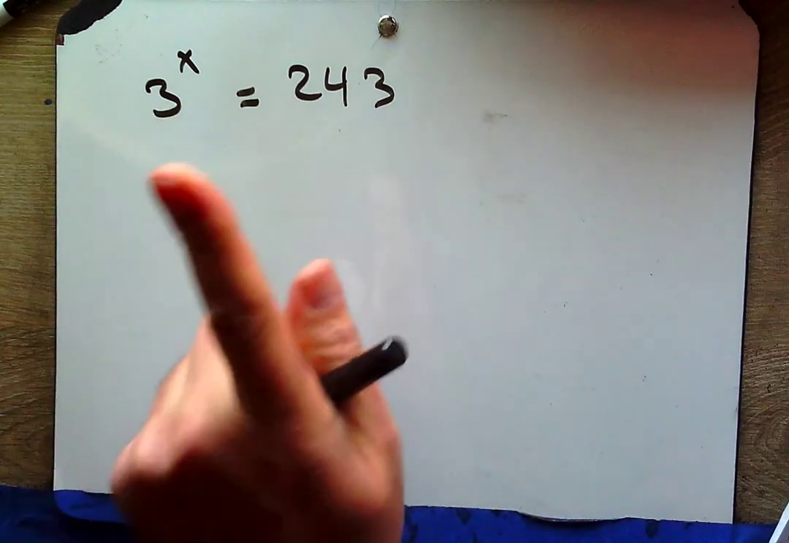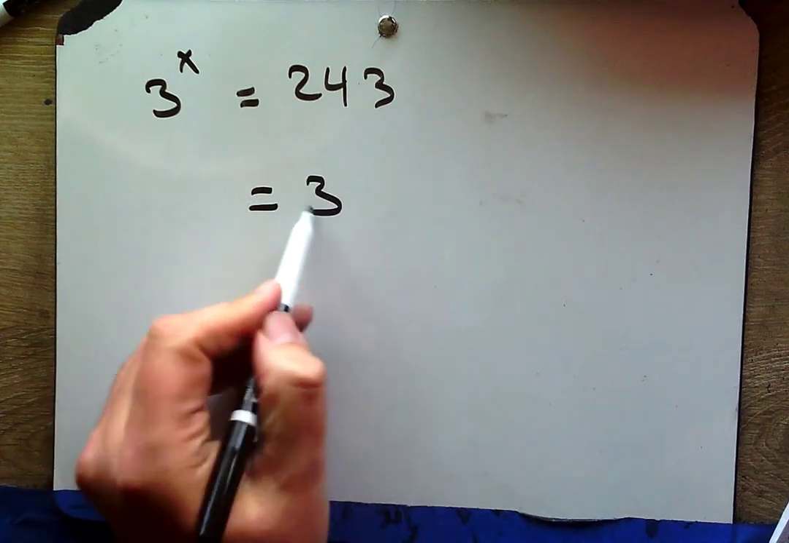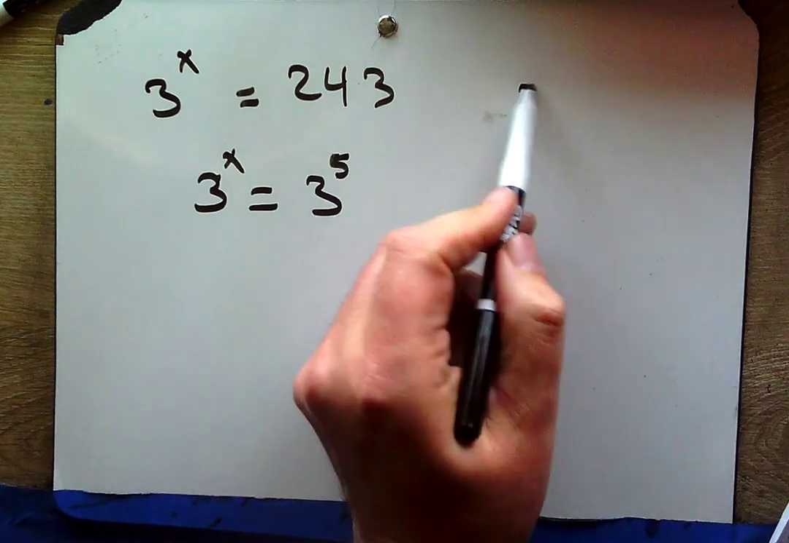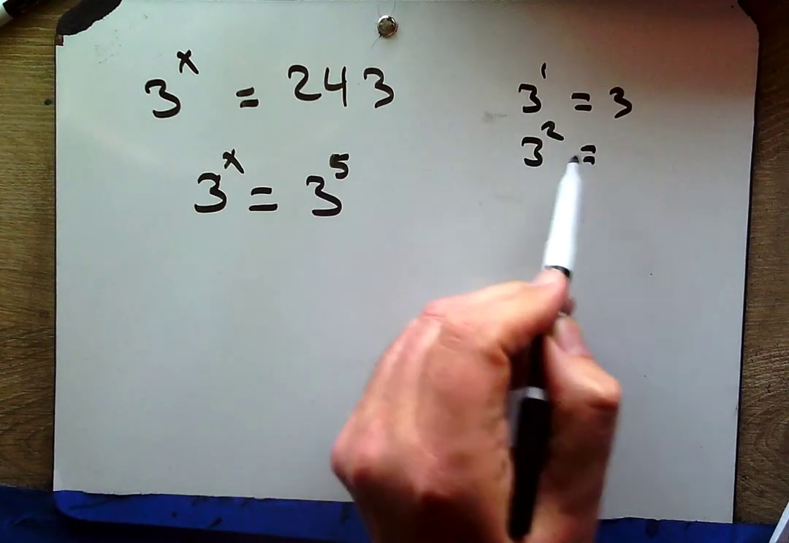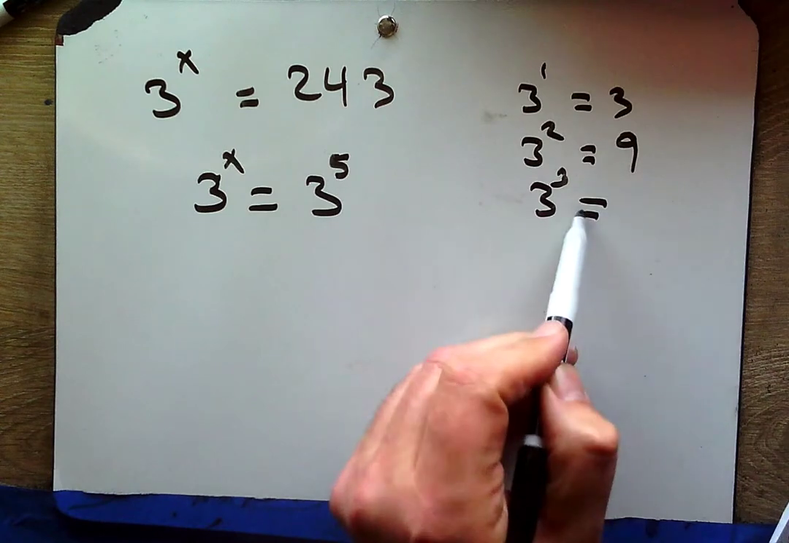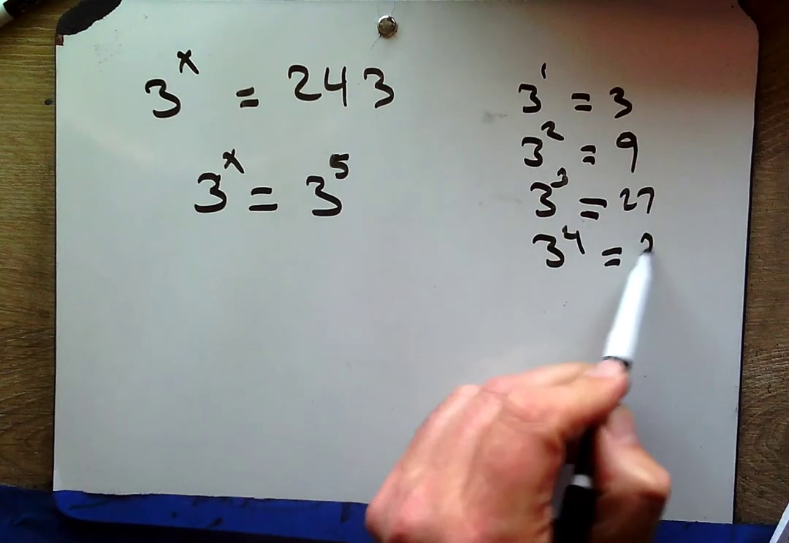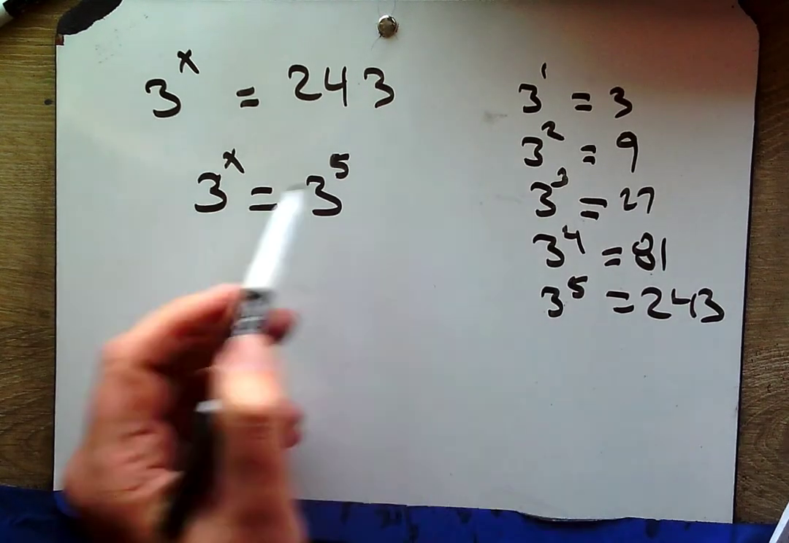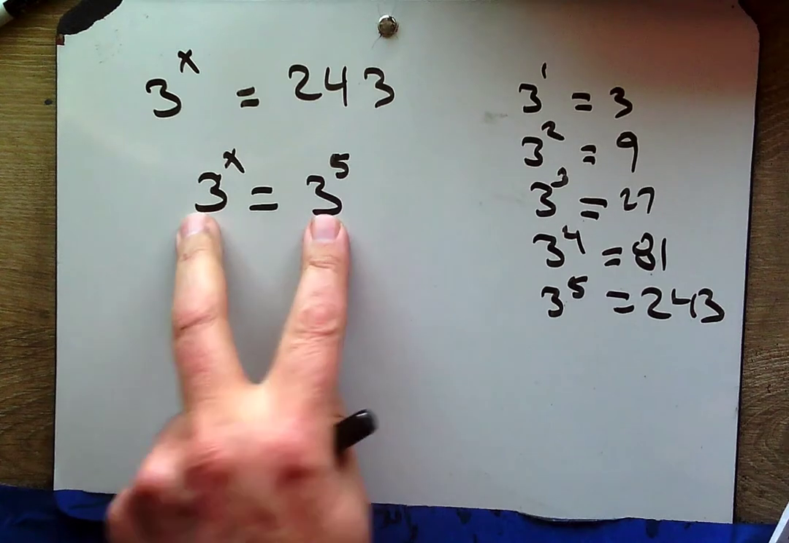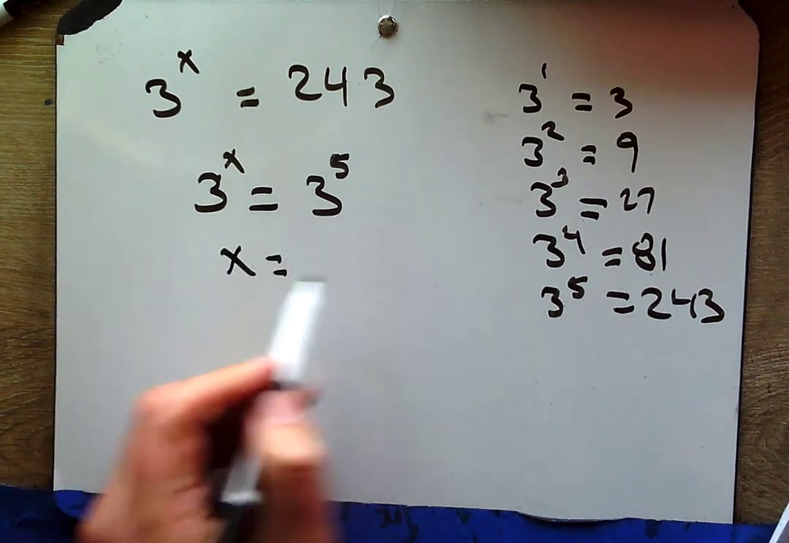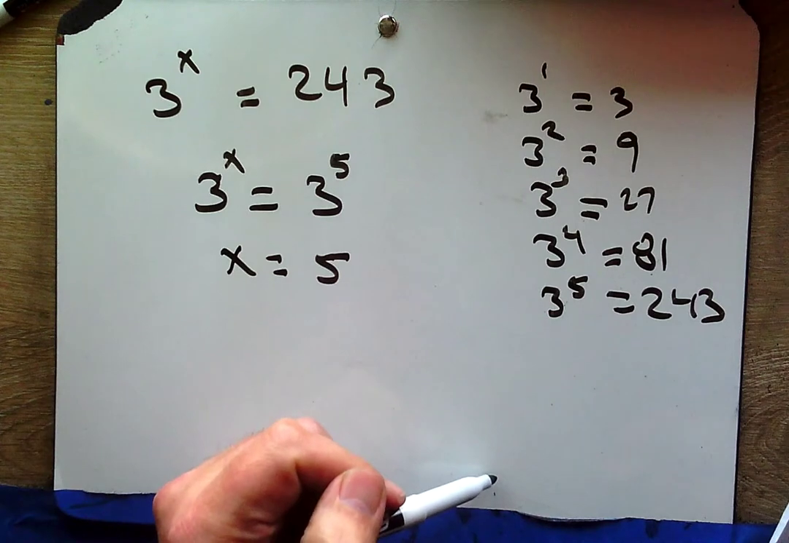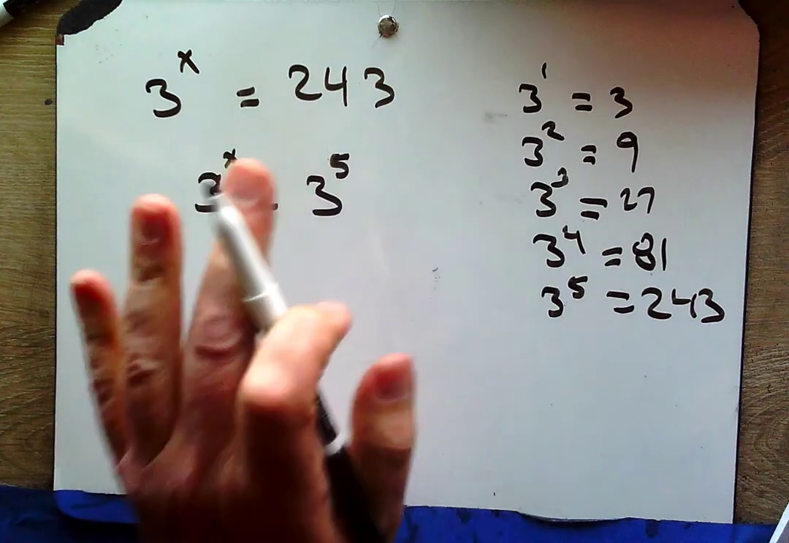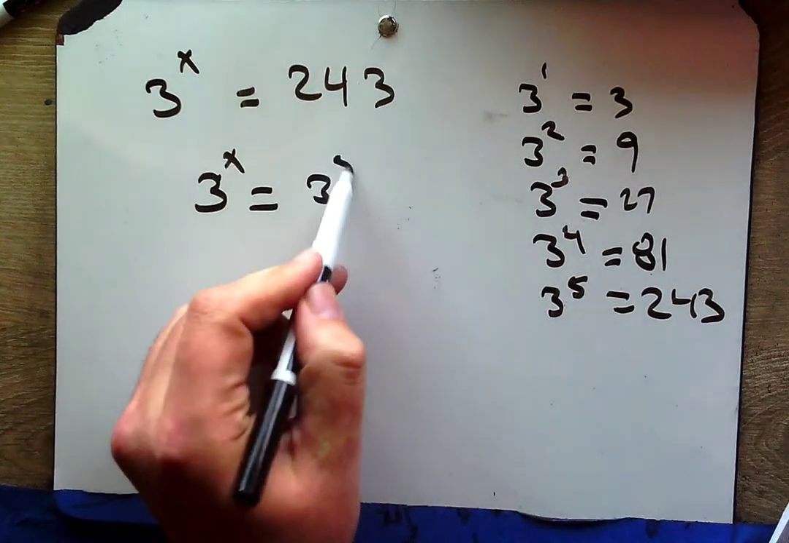This base is 3, so I want to remember that this is 3 raised to some power. What power? 5. 3 to the 1, 3 to the 2, 3 to the 3, 3 to the 4, and 3 to the 5. Okay, so that's 3 to the 5th. Since the bases are the same and the terms are equal, the exponents must be equal as well. Okay, x equals 5. But we could, of course, look at this problem a different way.